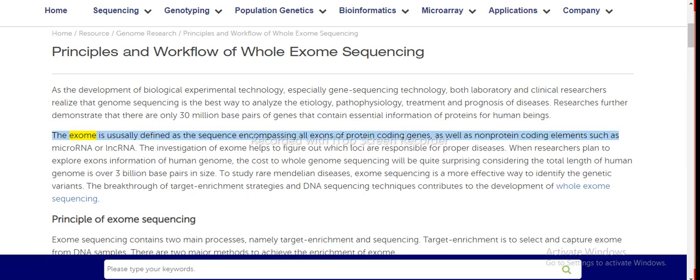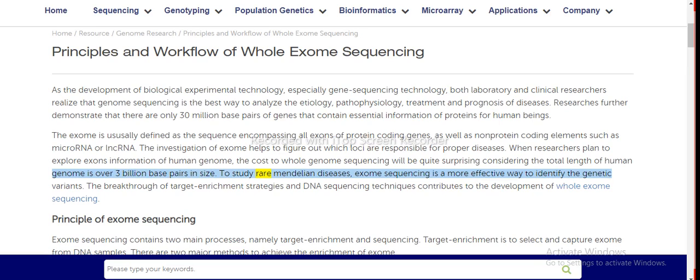The exome is usually defined as a sequence encompassing all exons of protein-coding genes, as well as non-protein coding elements such as microRNA or lncRNA. The investigation of the exome helps to figure out which loci are responsible for diseases. When researchers plan to explore the exome information of the human genome, the cost of whole genome sequencing will be quite surprising, considering the total length of the human genome is over 3 billion base pairs.